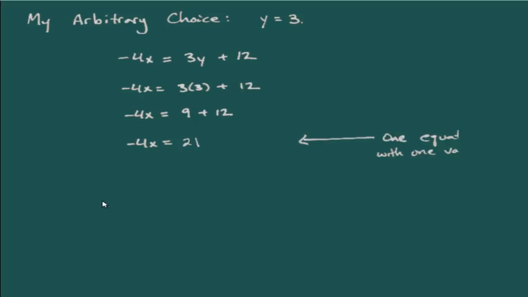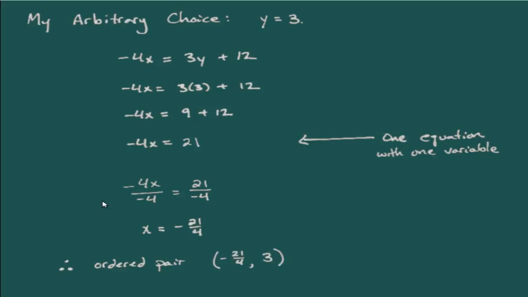So how we go about solving that is to divide both sides by negative 4. In doing that, we obtain a solution that x is going to be negative 21 over 4. And so that gives us an ordered pair of negative 21 over 4, comma 3.